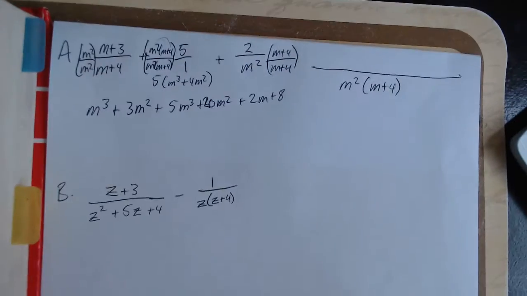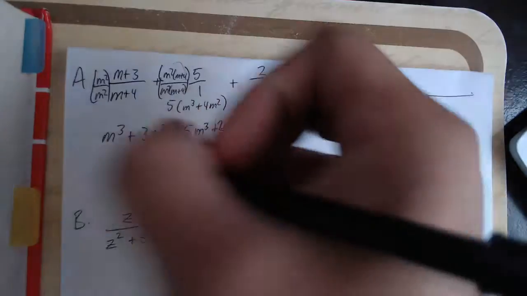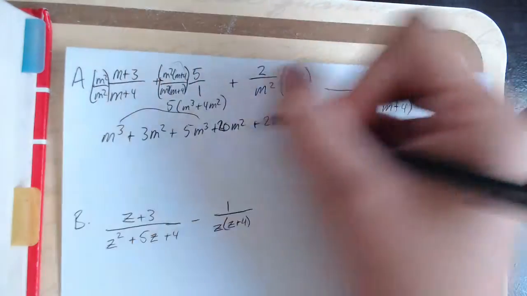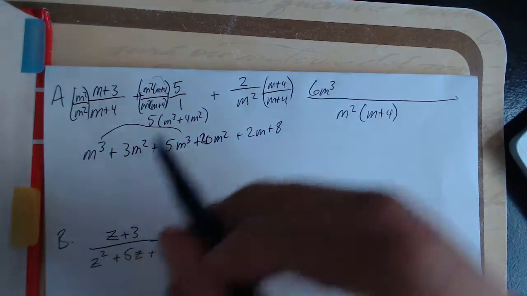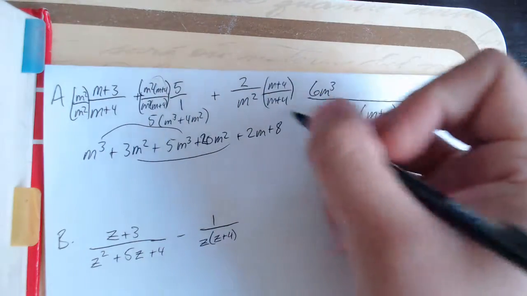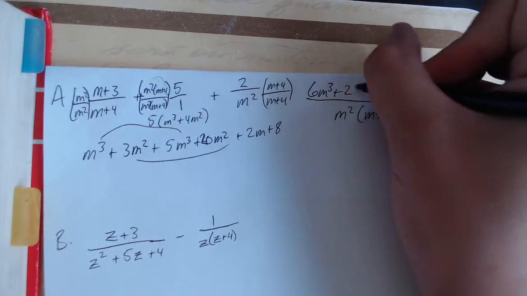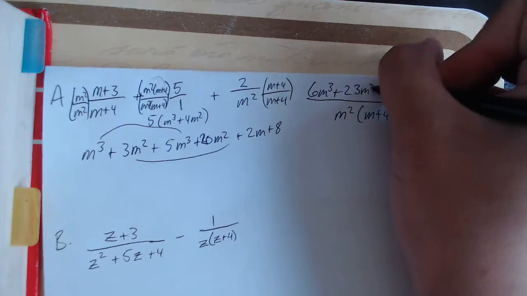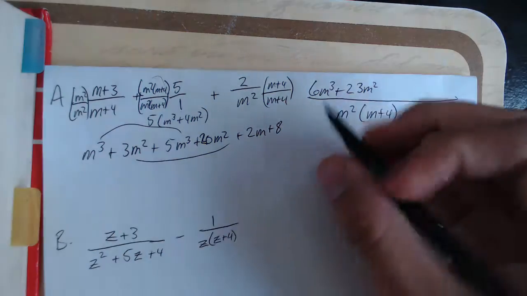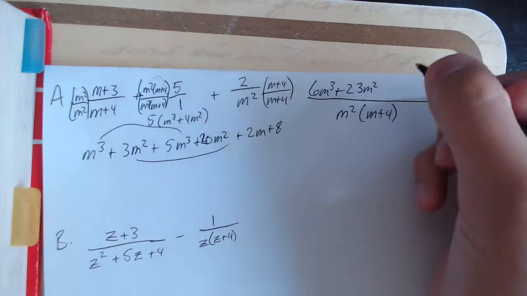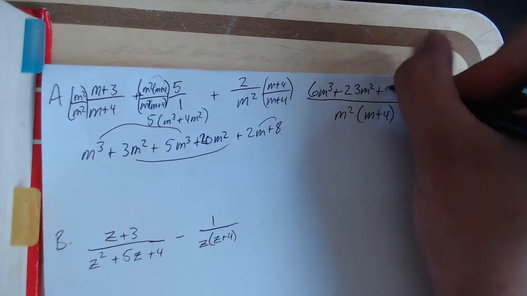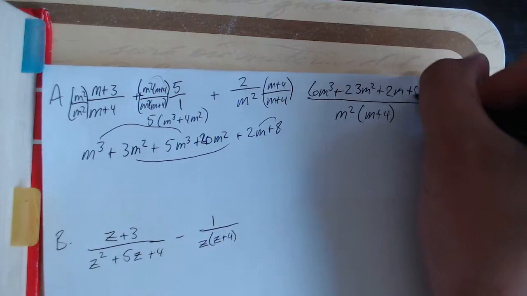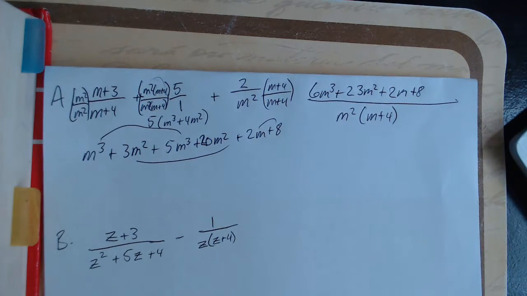Now, before I write these over my numerator, I've got to combine like terms. m cubed and 5m cubed combine to become 6m cubed. 3m squared and 20m squared give me 23m squared. And let's see here. Yep, that's it. 2m and 8 are going to stay the same. And that's my final answer.